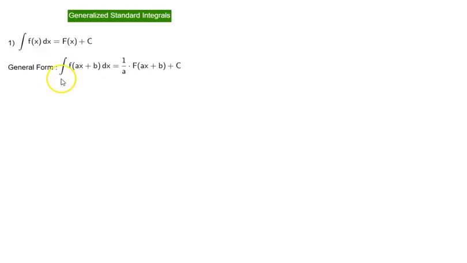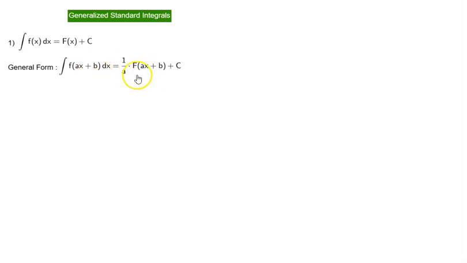Previously, we have seen standard integrals. Now, let's see how we can generalize them. So, let's take it one by one. Integral of f of x dx is equal to capital F of x plus c. Now, the general form would be integral of f of ax plus b dx equal to 1 by a times capital F of ax plus b plus c.